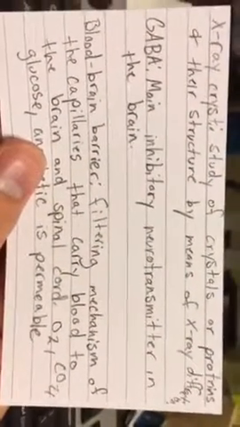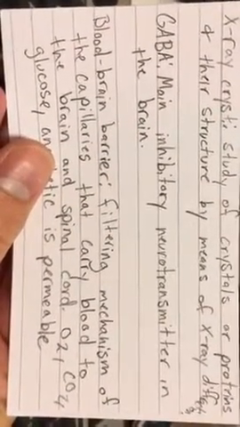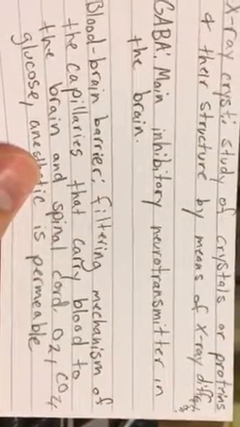X-ray crystallography. X-ray crystallography is the study of crystals or proteins and their structure by means of X-ray diffraction. GABA, the main inhibitory neurotransmitter in the brain. Blood-brain barrier. Blood-brain barrier, filtering mechanism of the capillaries that carry blood to the brain and spinal cord. O2, CO2, glucose, anesthetic is permeable.